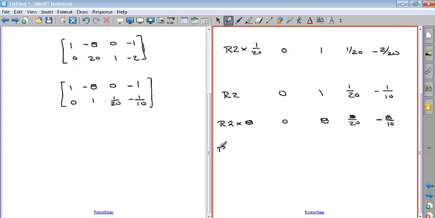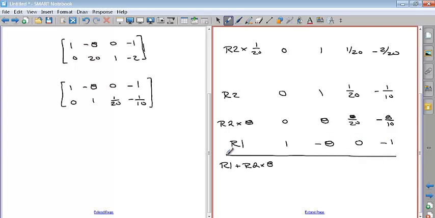And then I'll take row 1 and I'll add it to row 2 times 8. But before we do that, let's just write what row 1 is. So row 1 is 1, negative 8, 0, negative 1. So now I'm going to add these two together. I'll get 1, 0, 8/20, which is 4/10. And then negative 1 plus negative 8/10, which is going to be 10/10, 8/10. It's going to be 18/10, which is 9/5.